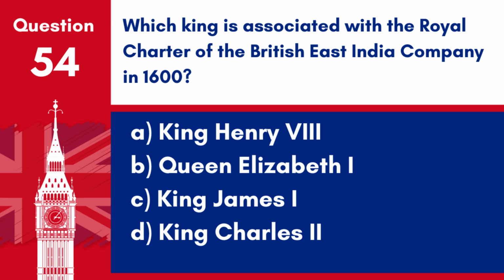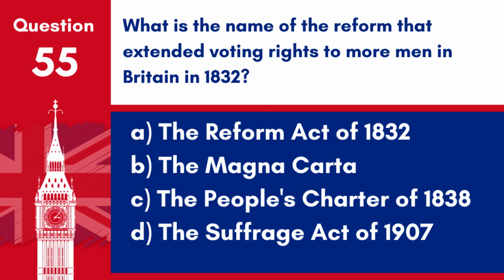Question 54. Which king is associated with the Royal Charter of the British East India Company in 1600? A. King Henry VIII, B. Queen Elizabeth I, C. King James I, D. King Charles II. Answer: B. Queen Elizabeth I. Queen Elizabeth I granted the Royal Charter to the British East India Company in 1600, allowing it to trade in the East Indies.